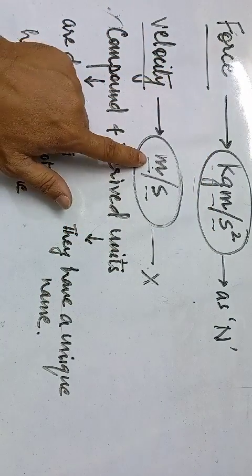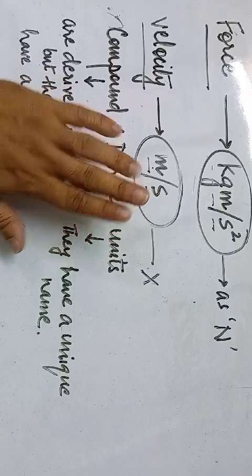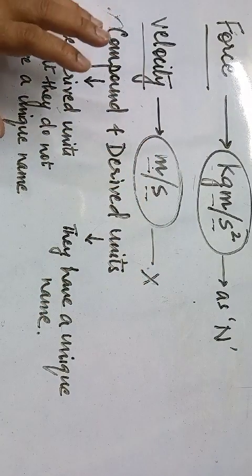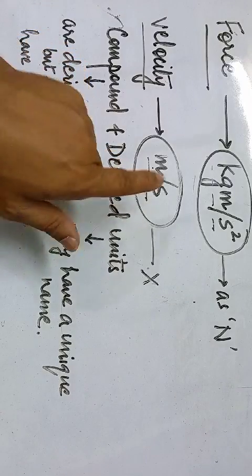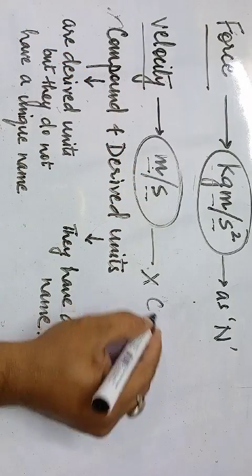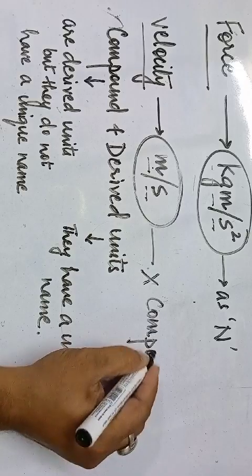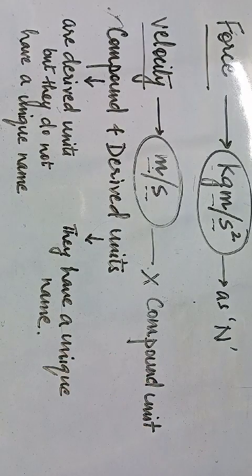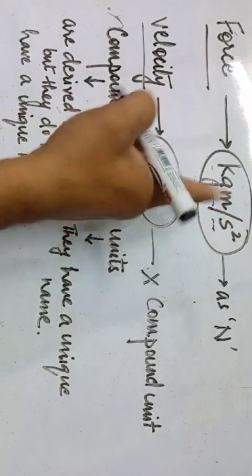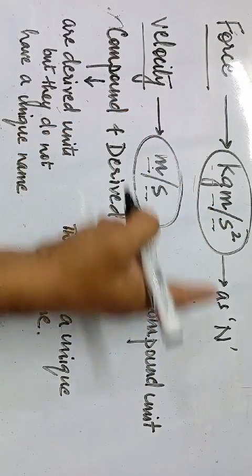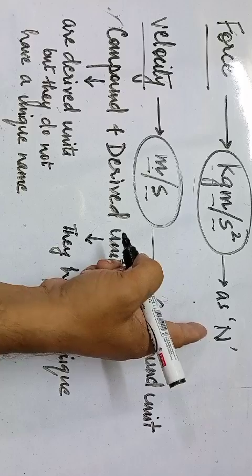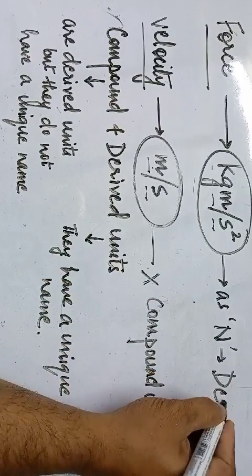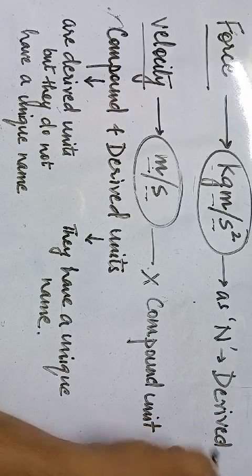This is also a combination of 2 basic units, but does it have a specific name? No, it does not have any unique name. So this, which does not have a unique name, will be known as a compound unit. Whereas this, which is also a combination of a number of basic units but has a different unique name also, will be called a derived unit.